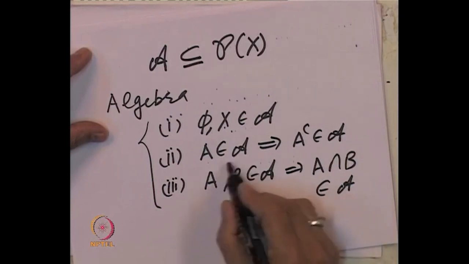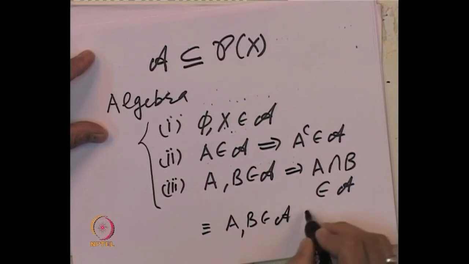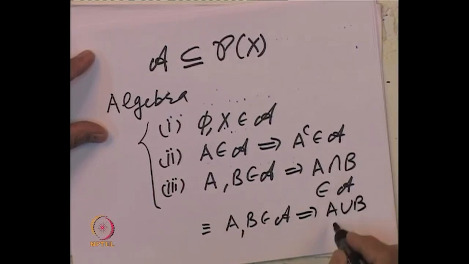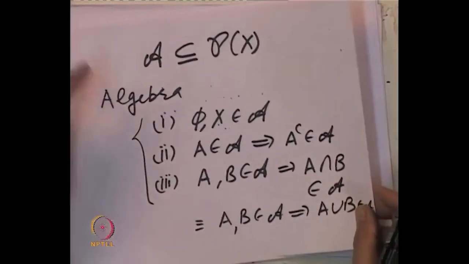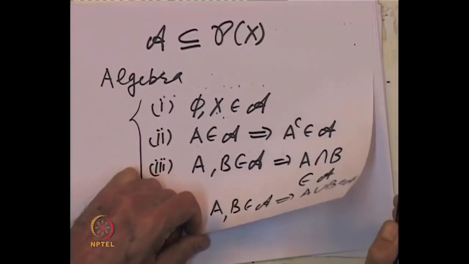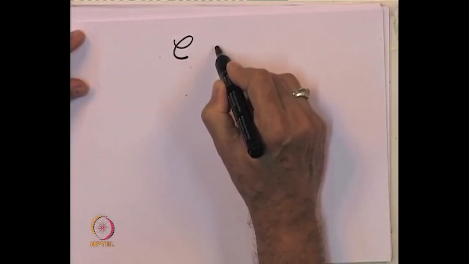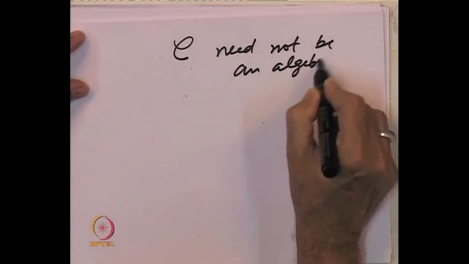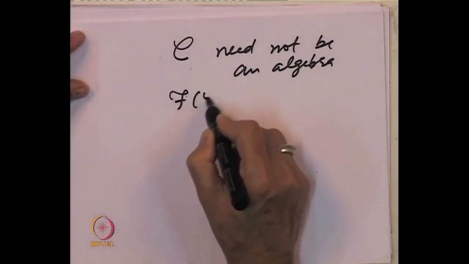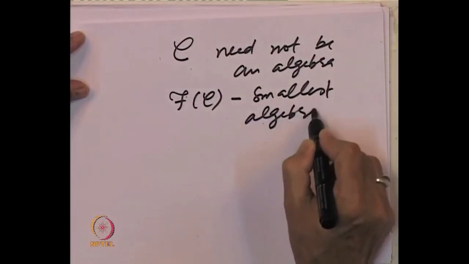And keep in mind this property, because of complements, this can be equivalently stated as A and B belonging to the class A implies A union B also belongs to the class A. So, this is what we have defined as a collection of subsets of a set X to be an algebra. And then we looked at various properties of algebras. For example, we proved one thing, that a class C need not be an algebra, but you can generate an algebra out of it. So, this is the smallest algebra including the given collection C.